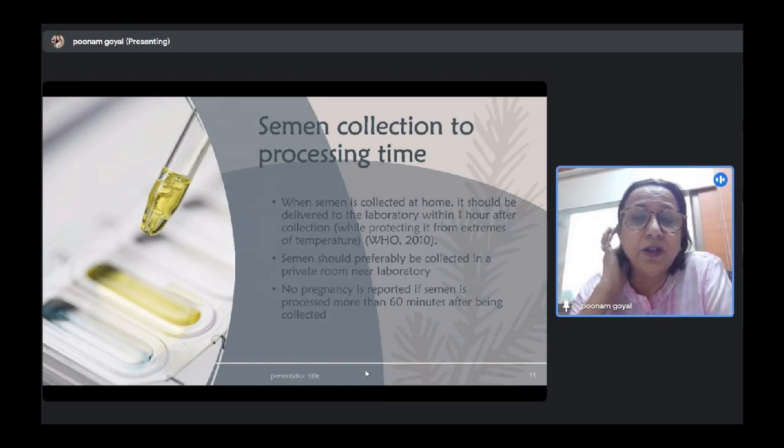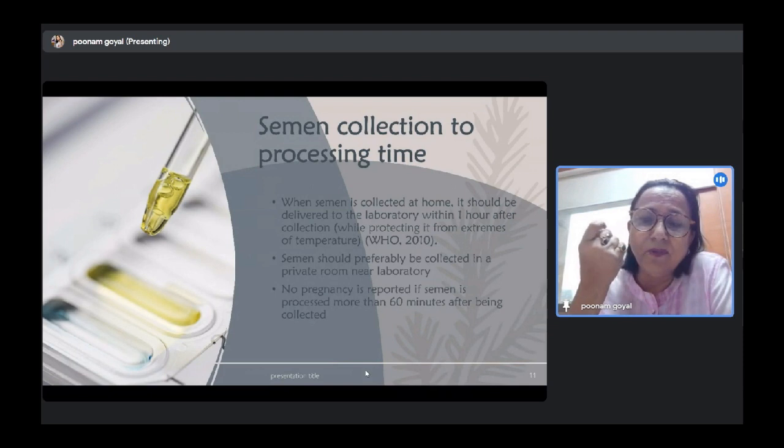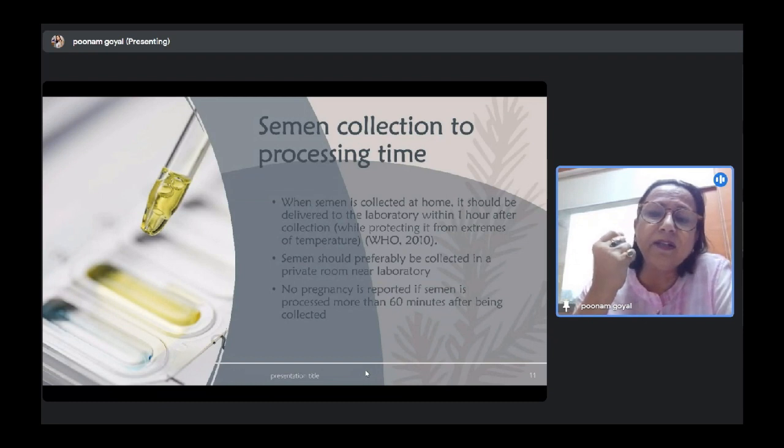The semen collection to processing time. When semen is collected at home, it should be delivered to the laboratory within 1 hour after collection, while protecting it from extremes of temperature. Semen should preferably be collected in a private room near the laboratory. No pregnancy is reported if semen is processed more than 60 minutes after being collected.